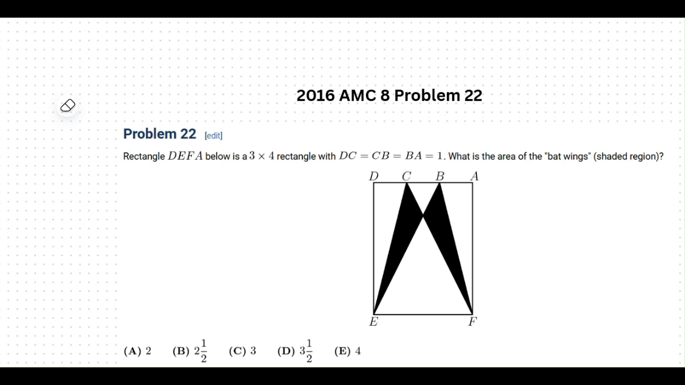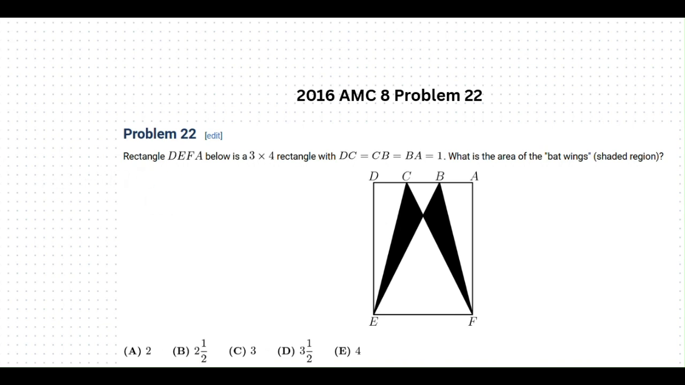Hello! Today we're going to be doing two nice geometry problems from 2016 AMC 8 that will not be as challenging as super hard problems, but they're not too easy either. Okay? So, firstly, let's read the question.